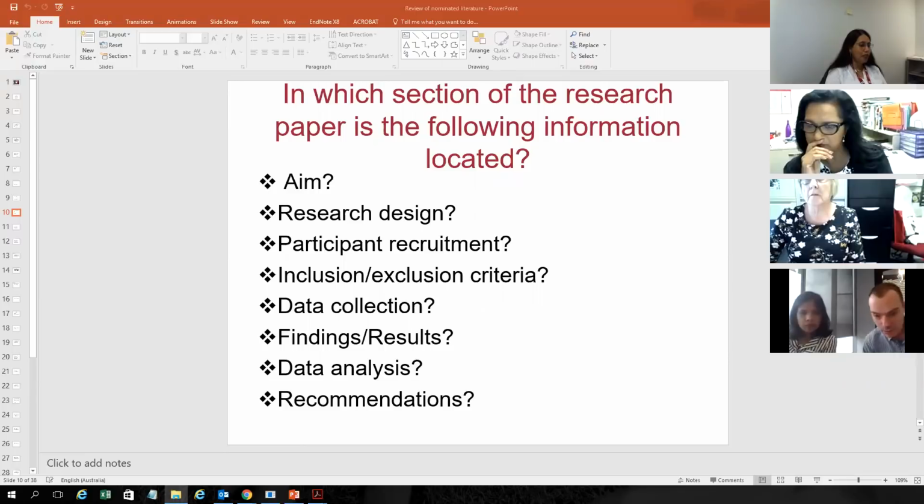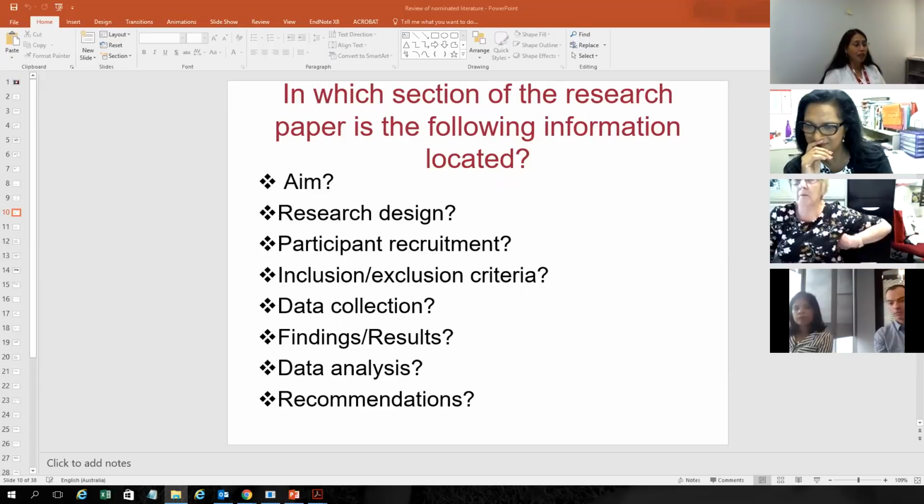Top. What do you mean by top? Which part is it? We learned some. That's right, Heidi. So it's the abstract. Okay, so the aim is in the abstract. Where else would the aim be? Where else would it be?